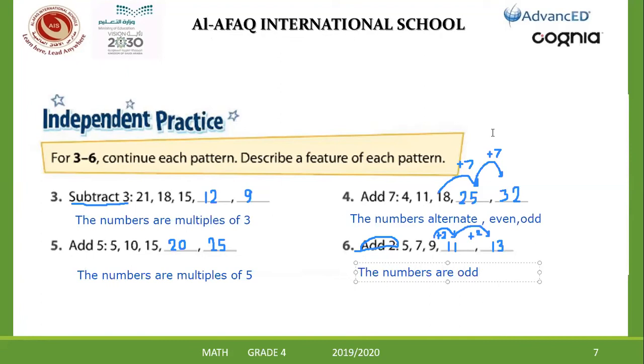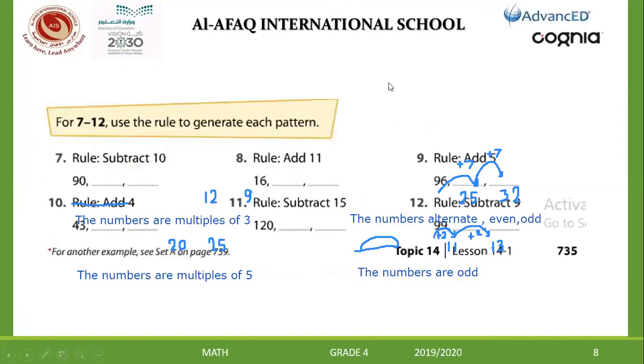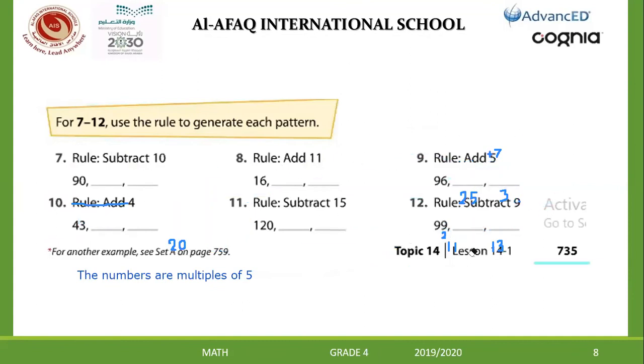Next, look with me here. We are going to use the rule to find the missing numbers. He asked me to use the rule to generate each pattern. First rule here, subtract 10. What is the meaning of subtract? Subtract means take away. I started with 90. If I take away 10, it will be 80. Take away another 10, it will be 70.